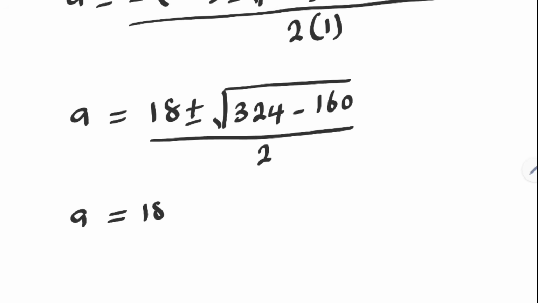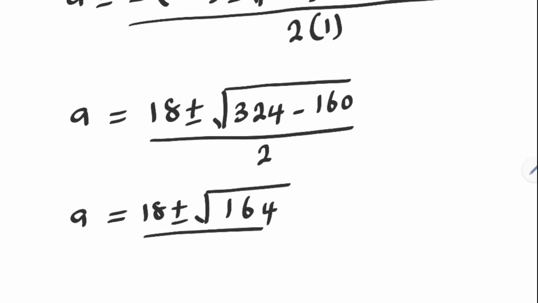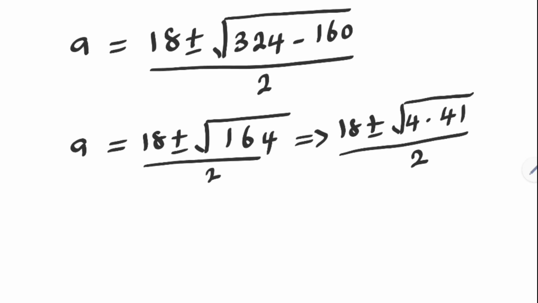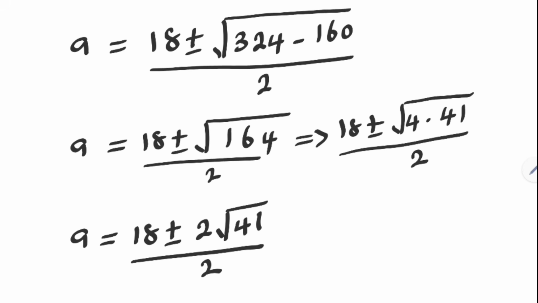A is equal to 18 plus or minus square root of 324 minus 160. That will give 164, divided by 2. This can be written as 18 plus or minus square root of 164, which can be written as square root of 4 multiplied by 41, divided by 2. A is equal to 18 plus or minus square root of 4 is 2, root 41, divided by 2.